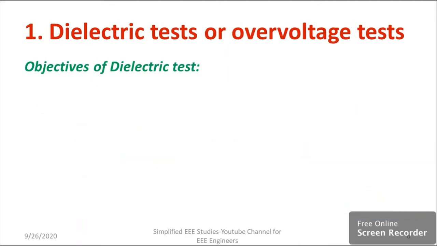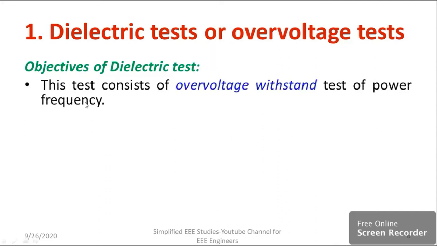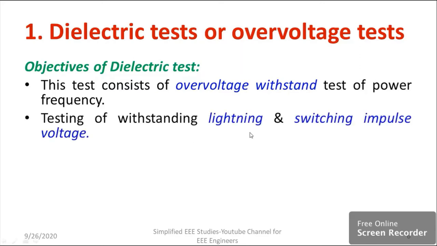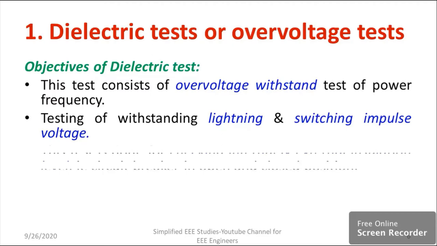Now I would like to discuss the dielectric test. The dielectric test can also be called the over voltage test. What are the main objectives of conducting the dielectric test? In fact, the test comprises an over voltage withstand test at power frequency, and testing of withstanding lightning and switching impulse voltage. We check whether the circuit breaker can withstand lightning and thundering conditions. During the generation of high impulse voltage, how does the insulation part of the circuit breaker respond? That we are going to check.